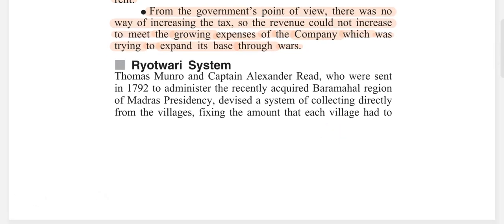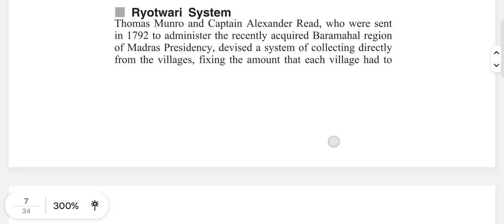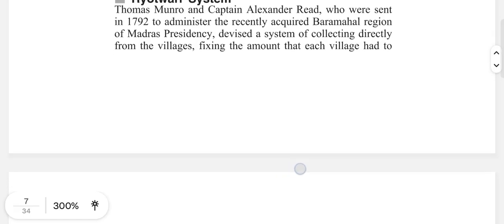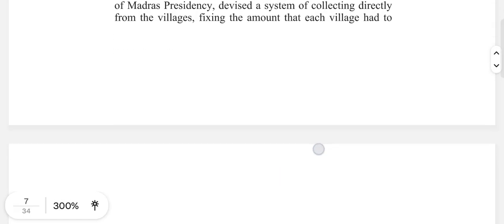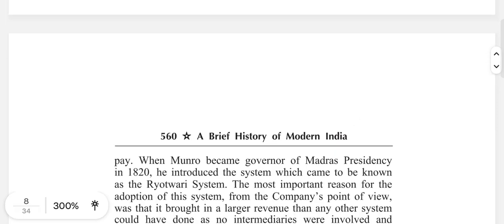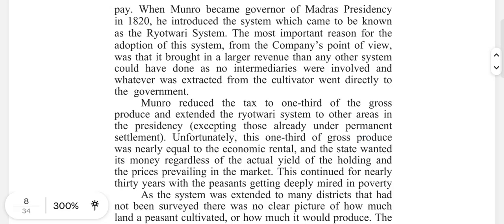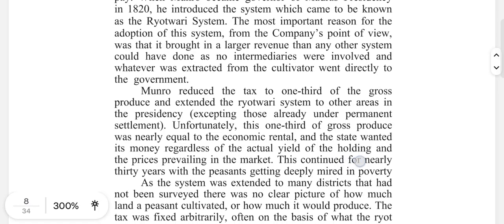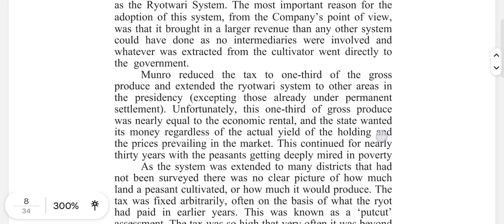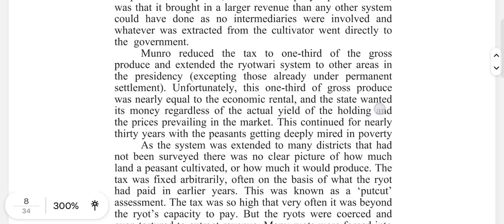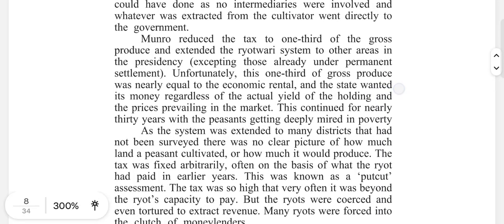Ryotwari system. Thomas Munro and Captain Alexander Read, who were sent in 1792 to administer the recently acquired Baramahal region of Madras Presidency, devised a system of collecting directly from the villages, fixing the amount that each village had to pay. When Munro became governor of Madras Presidency in 1820, he introduced the system which came to be known as the ryotwari system. The most important reason for the adoption of this system, from the company's point of view, was that it brought in a larger revenue than any other system could have done, as no intermediaries were involved, and whatever was extracted from the cultivator went directly to the government.